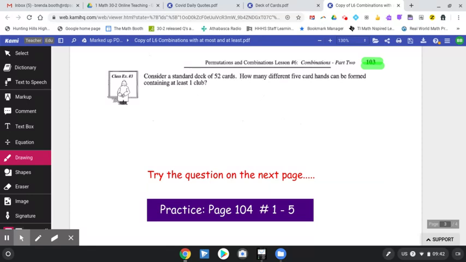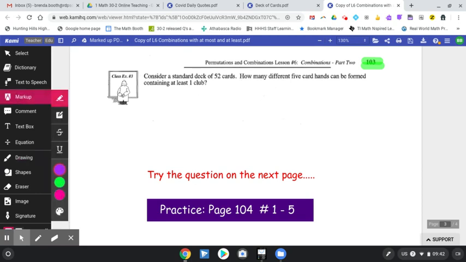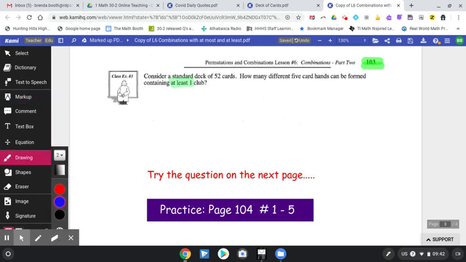How many different 5-card hands can be formed containing... I really want you to watch for this because we're treating it like a special question. When you read "at least one," remember, that's that common sense thing. That's where we're going to use subtraction. So as soon as you see that, you want to think about using subtraction.